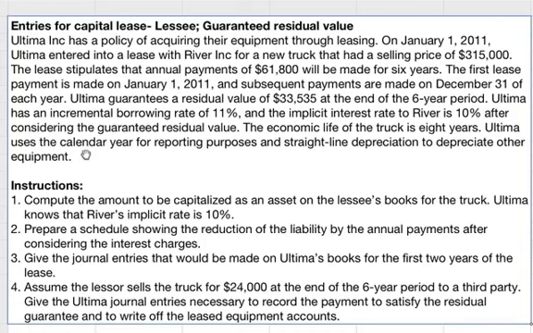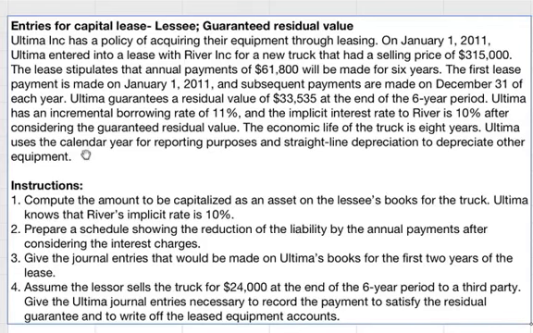The lease stipulates that annual payments of $61,800 will be made for 6 years. The first lease payment is made on January 1st, 2011, and the subsequent payments are made on December 31st of each year. Ultima guarantees a residual value of $33,535 at the end of the 6-year period.